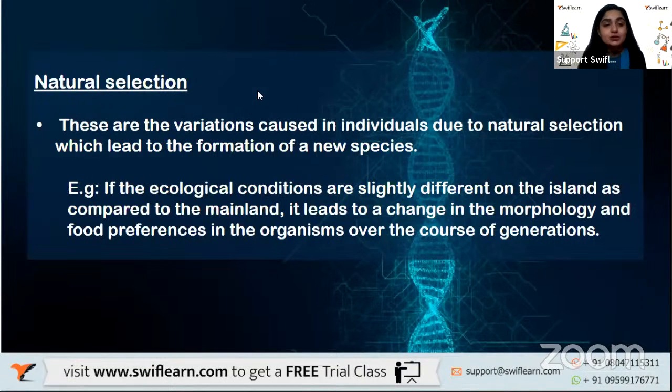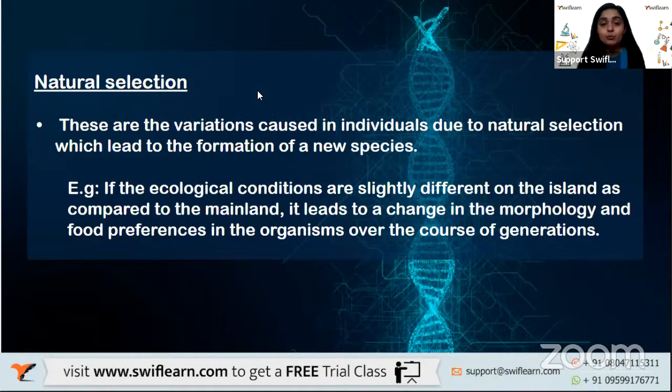What is natural selection? Variations are caused in individuals due to natural selection, which leads to the formation of new species. Example, if the ecological conditions are slightly different on the island as compared to the mainland, it leads to a change in morphology and food preferences in the organisms over the course of generations.